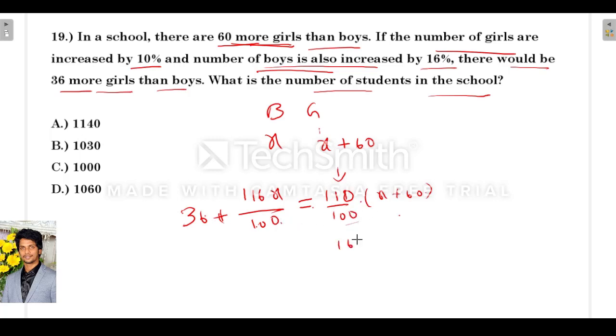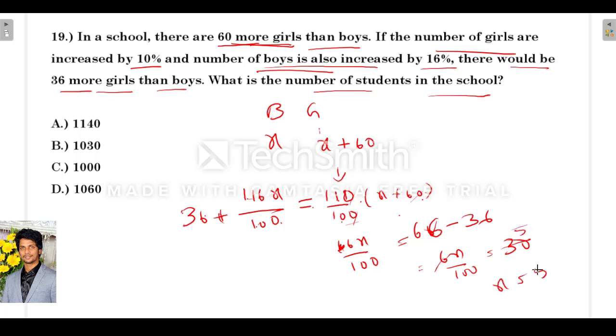So it will be 16x by 100 is equal to, here 66, right? This will go, this will go. 11 6s are 66, minus, if 36 goes this side, 36. Sorry, this is 6x. 116 minus 110 is 6x. So 6x by 100 is equal to 30, 66 minus 36.